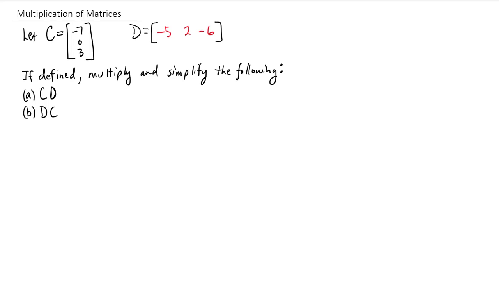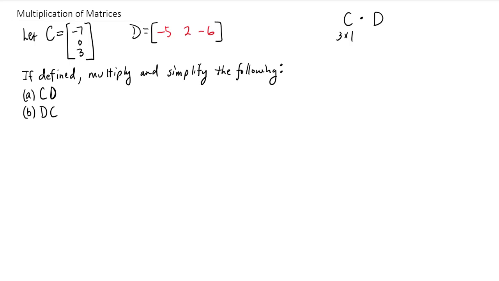Let's try to multiply some matrices. We're given two matrices here. Matrix C has size 3 by 1. So let's write that off to the side here. That's 3 by 1. And remember, when you're multiplying matrices, we want to see if this multiplication is even defined in the first place. So let's check matrix D.